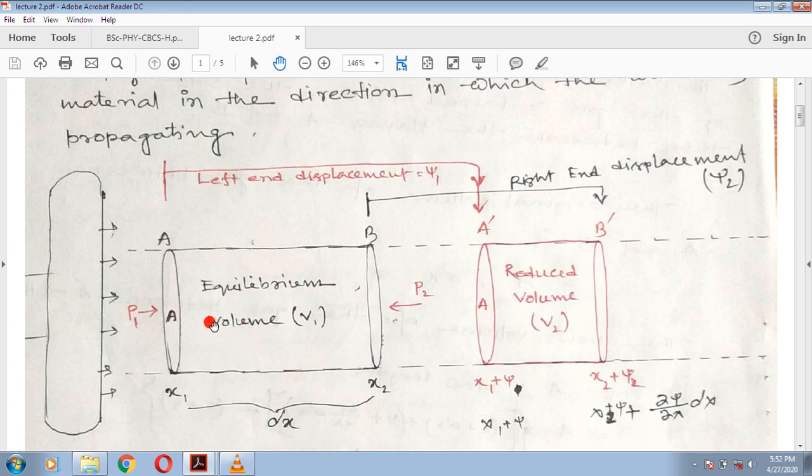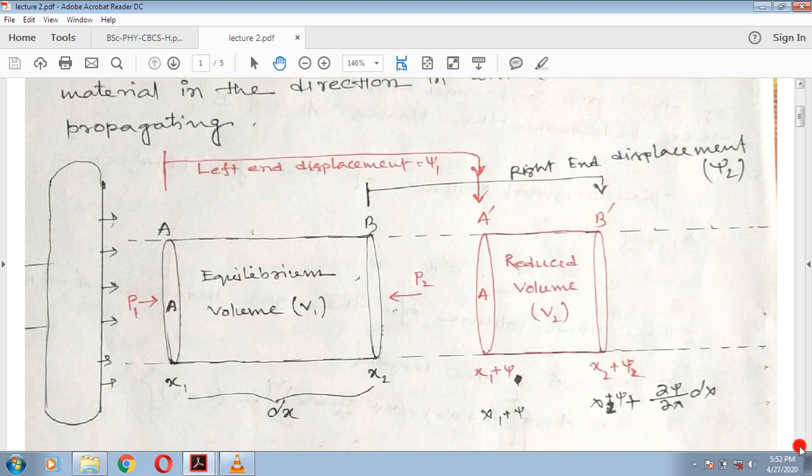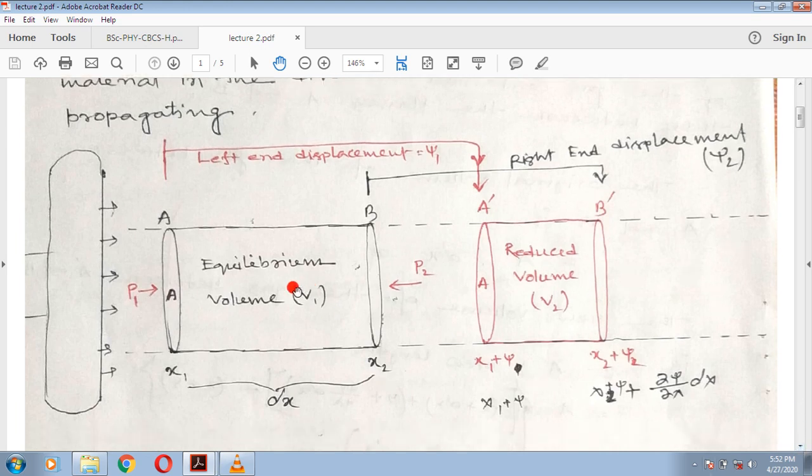So here what we see is that mass equal to density into volume, means rho naught into V1. So V1 is what? Delta x into A. So mass equal to rho naught A delta x. One point we must observe here is that although rho naught is the density of the medium at equilibrium, if the wave travels, then what happens?